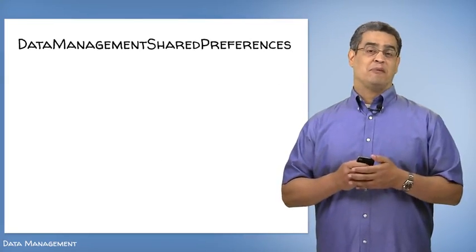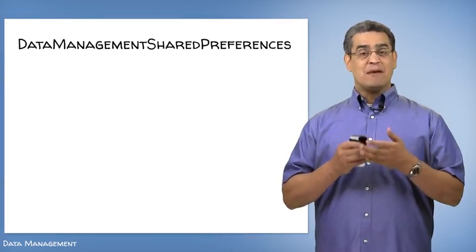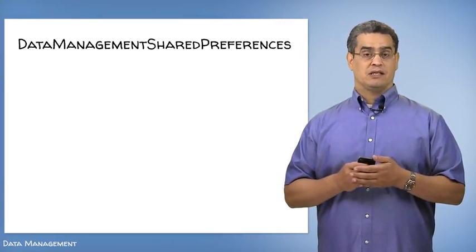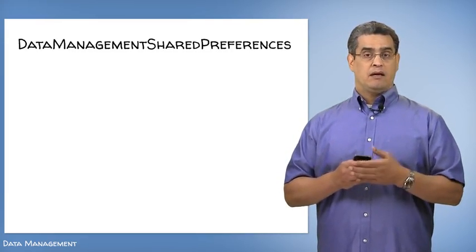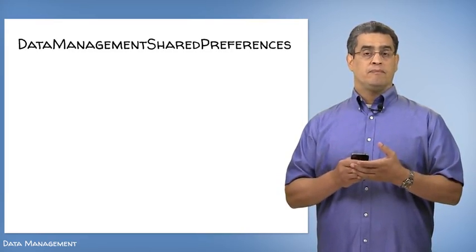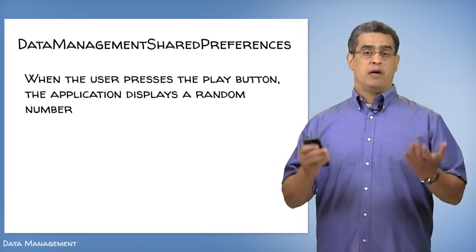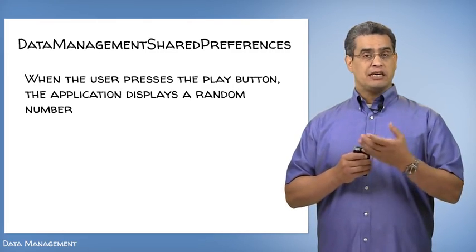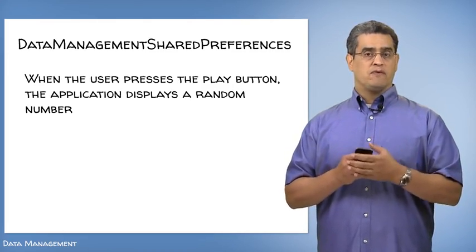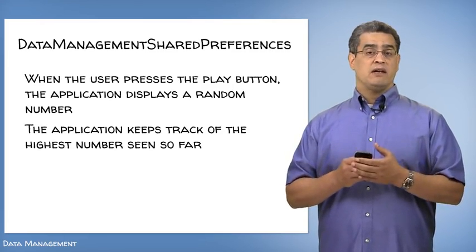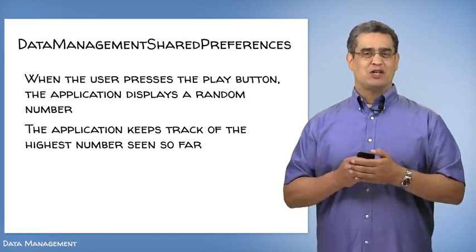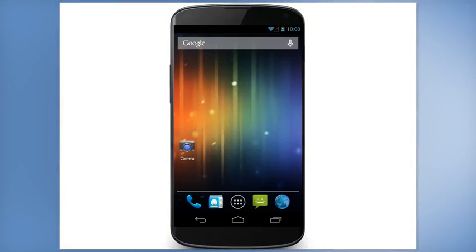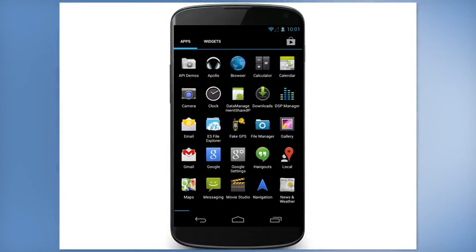Our first example application in this lesson is called Data Management Shared Preferences. This application has a button labeled Play, and when the user presses the play button, the application displays a random number. The application keeps track of the highest number seen so far and saves that number across different user sessions. Let's run this application now. Now I'll start the Data Management Shared Preferences application.